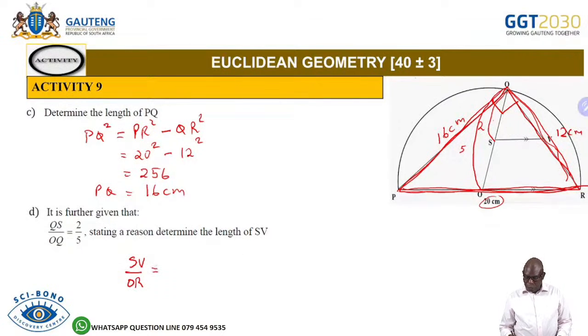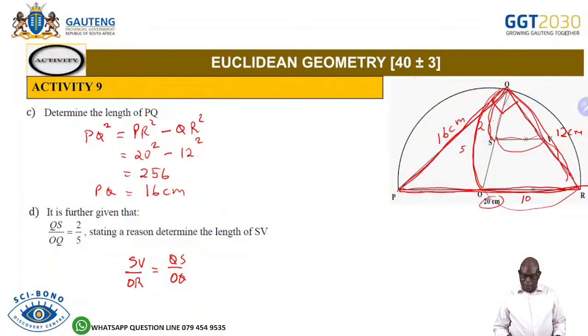I know OR is going to be 10. So it's equal to QS over OQ. So you can check this. As this one over that, it's equal to SB over OR. And that is similar, because this triangle here is similar to that triangle. Then if the two triangles are similar, therefore we can write it that way. It's also through the proportionality that we have from similarity.